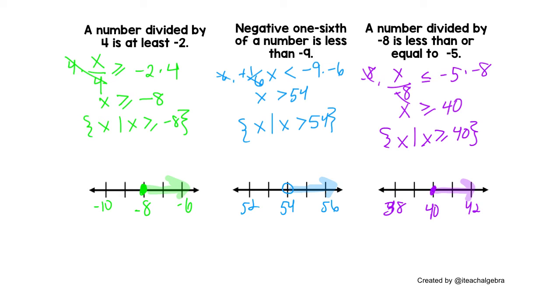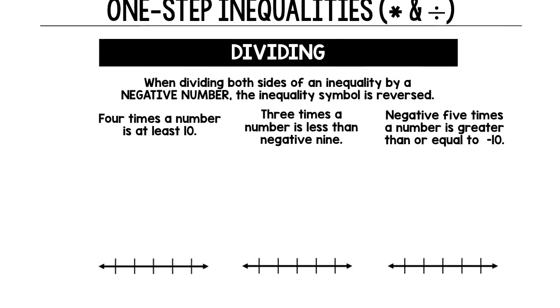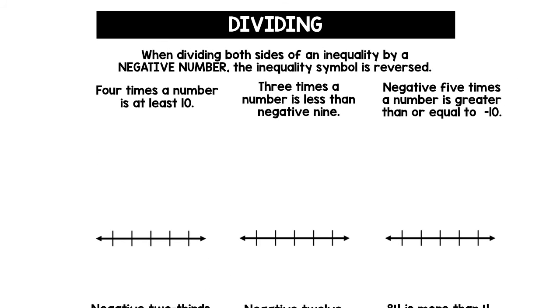Now, flip your paper over, and we're going to look at dividing. The same rules are going to apply here as they did for multiplying. If we need to divide both sides of an inequality by a negative number, the inequality symbol will be reversed.